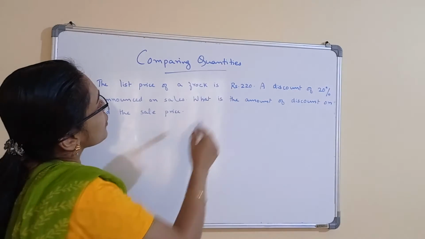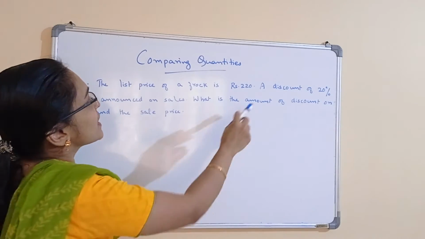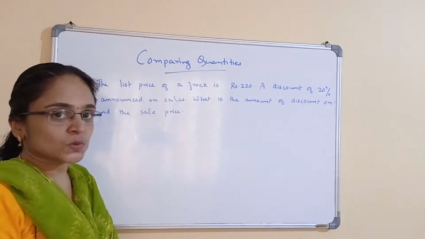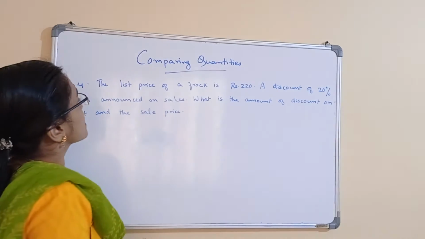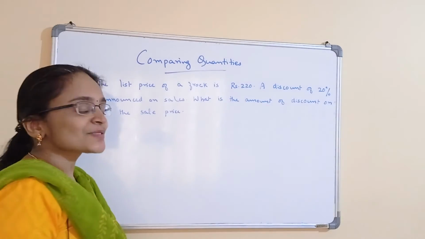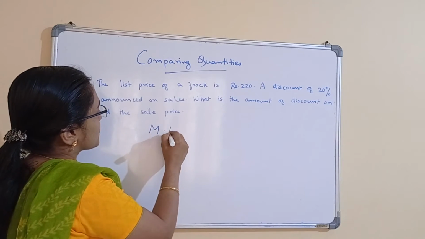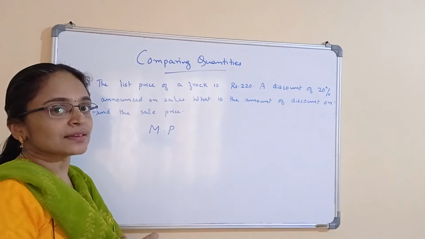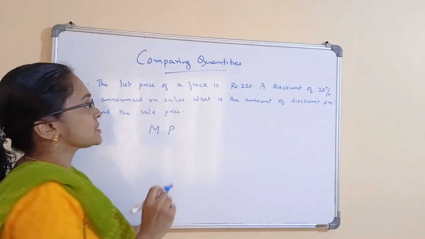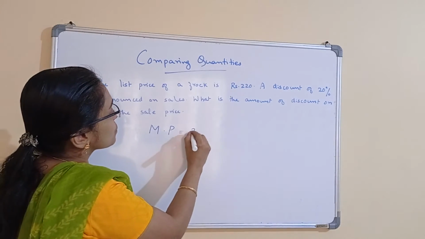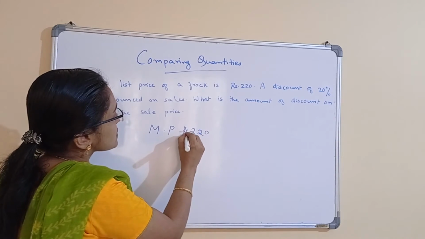List price of a frock is 220 rupees. A discount of 20% is announced on the sales. What is the amount of discount on it and the sale price? List price. What is list price? It is nothing but the marked price. Okay. List price, that is the price that we are listing on it. It is the marked price. Marked price is equal to 220 rupees.